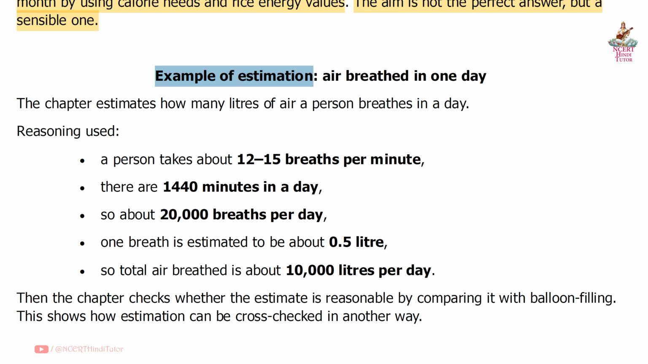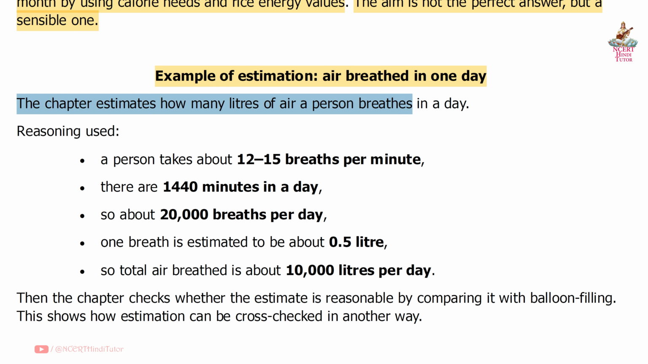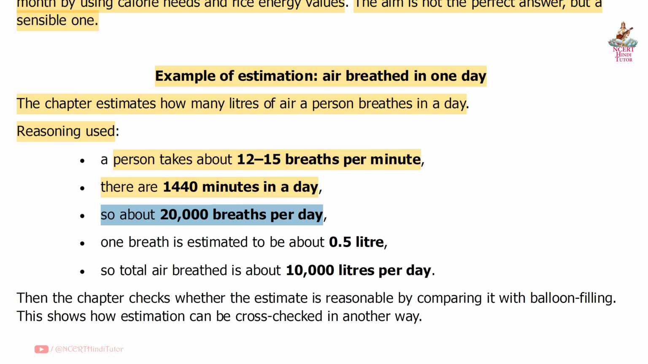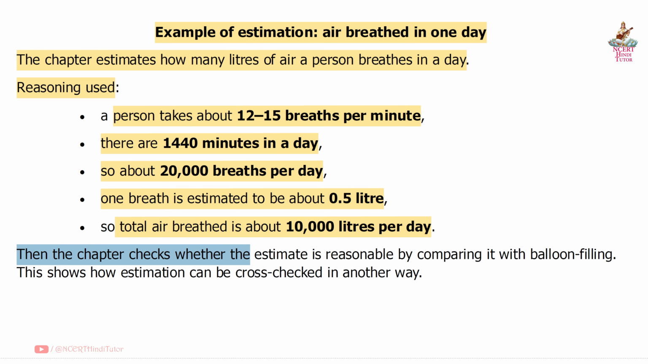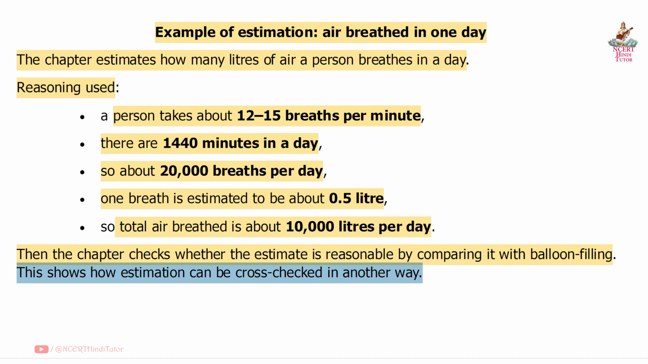Example of estimation: air breathed in one day. The chapter estimates how many liters of air a person breathes in a day. Reasoning used: a person takes about 12 to 15 breaths per minute. There are 1440 minutes in a day, so about 20,000 breaths per day. One breath is estimated to be about 0.5 liter, so total air breathed is about 10,000 liters per day. Then the chapter checks whether the estimate is reasonable by comparing it with balloon filling. This shows how estimation can be cross-checked in another way.